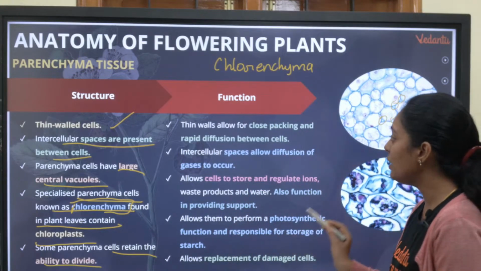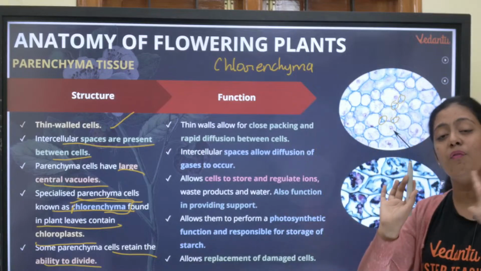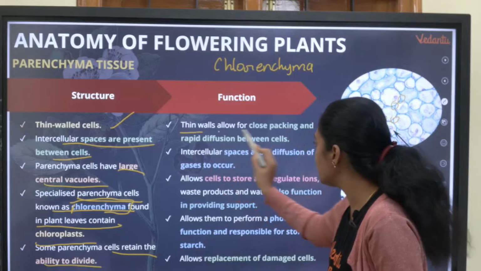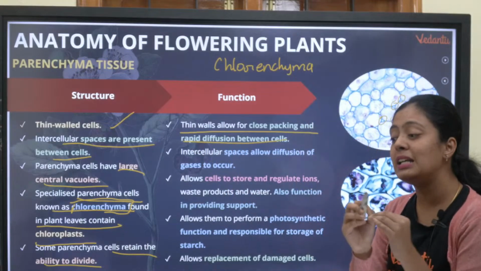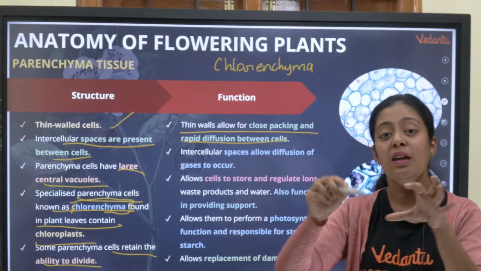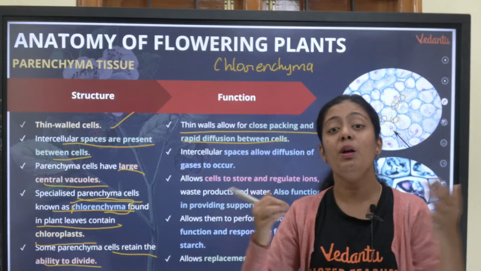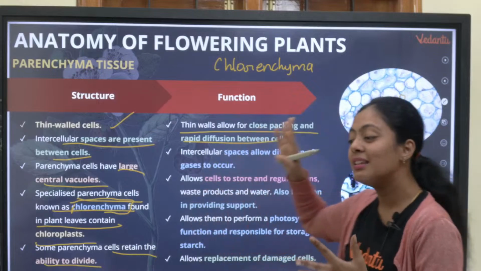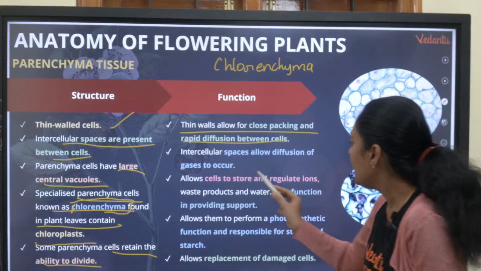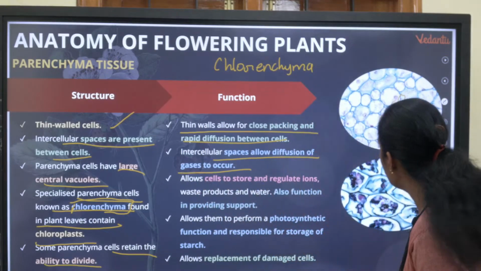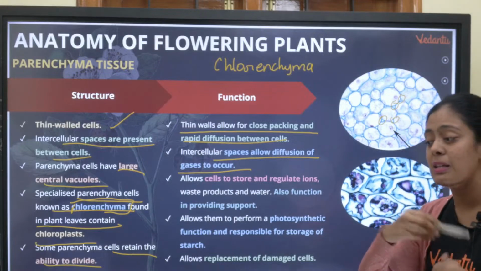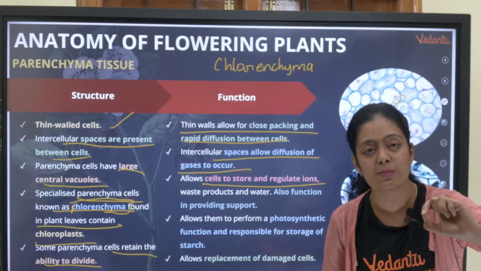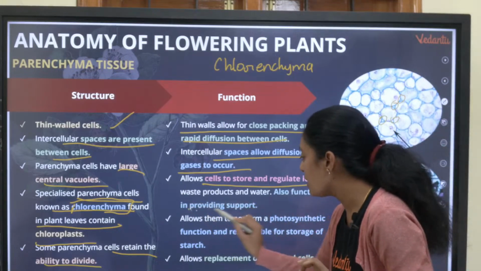Okay, now let's try to understand the functions of parenchyma. We are doing NCERT line by line. There are thin walls for close packing and rapid diffusion between the cells. Why is the wall so thin in this cell? Because they are all closely packed and there needs to be rapid diffusion of substances. That is why they are thin walled. Intercellular spaces allow the diffusion. The function of intercellular spaces is to help in transport. It allows cells to store and regulate waste products and water, and also functions in providing support.